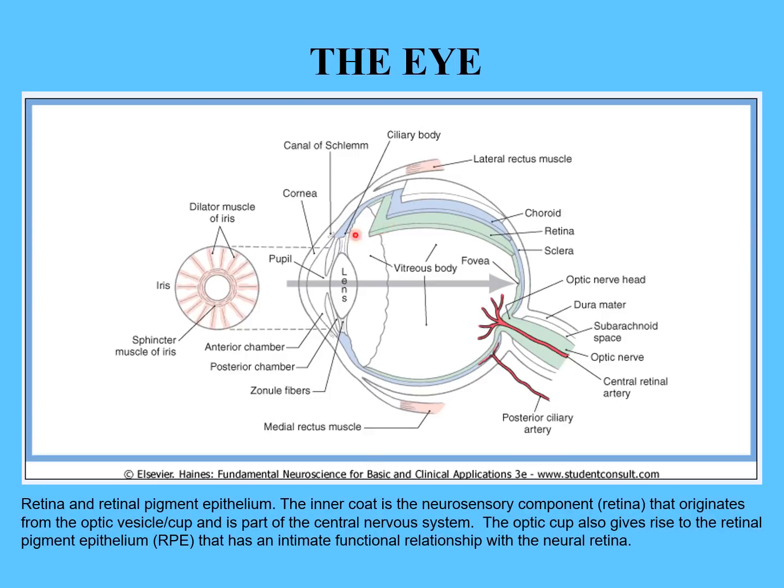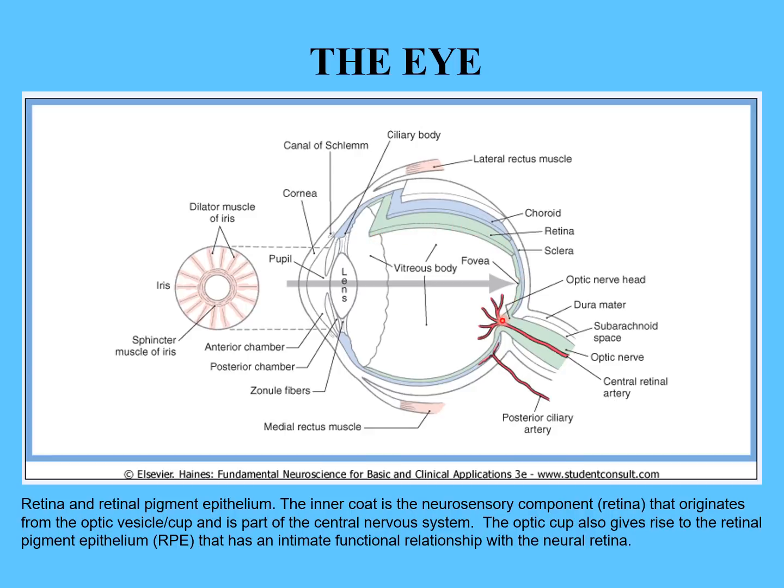And then finally, internally, we'll see the retina, which is this green shell, and the pigment epithelium, which is immediately behind it. The inner coat is the neurosensory component, the retina, and that's where the photoreceptors, the receptors that actually transduce light, sit.